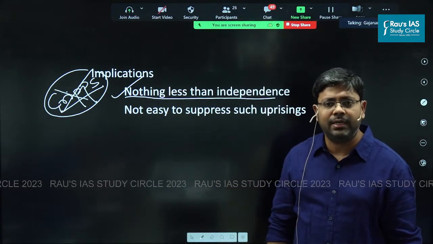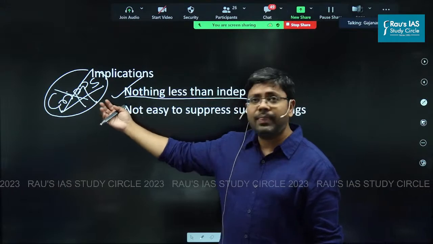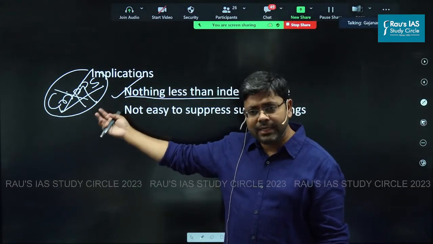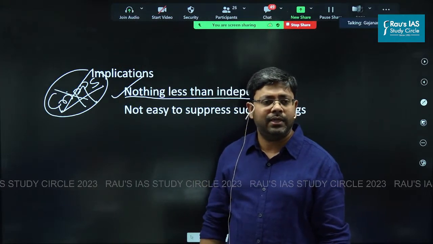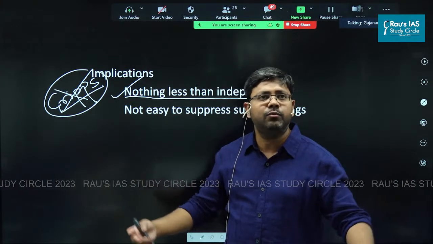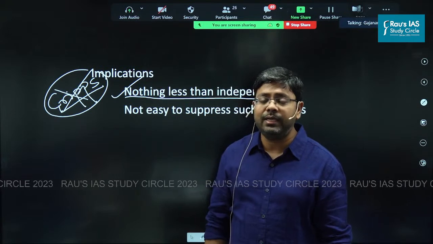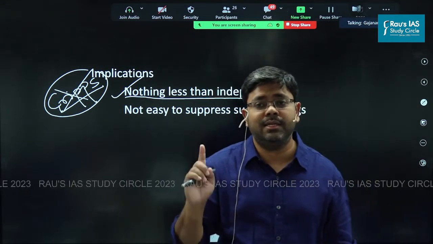First thing was very clear. The Cripps mission had already proposed near independence. The Indians had rejected that, and still they went ahead for this Quit India movement. That simply proved that Indians would accept nothing less than complete independence.